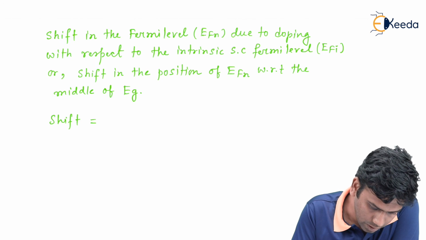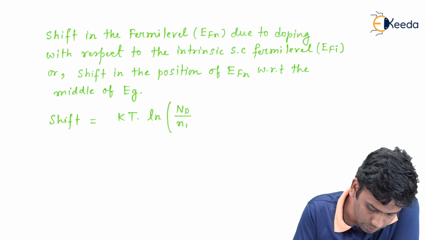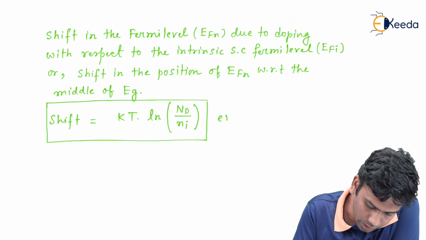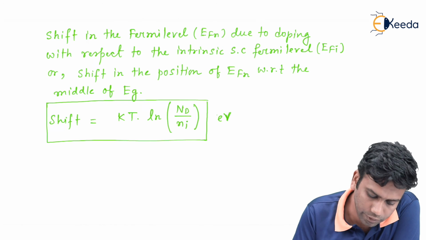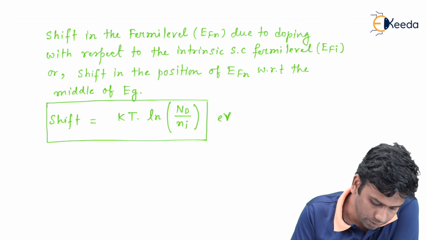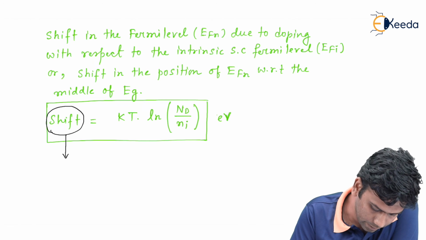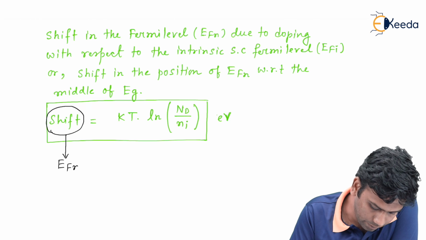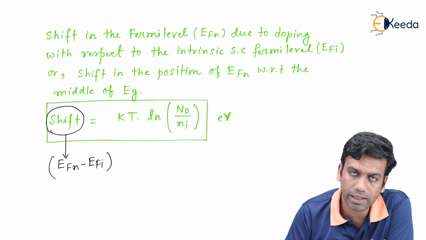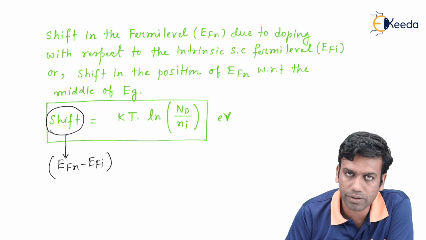shift equals KT into ln ND by Ni, and the unit of the shift will be in eV, that is electron volt, and this shift will be written as EFN minus EFI, because I am calculating with respect to the intrinsic Fermi level. So, this is all about how the Fermi level position in the n-type semiconductor changes with respect to the doping concentration. Thank you.